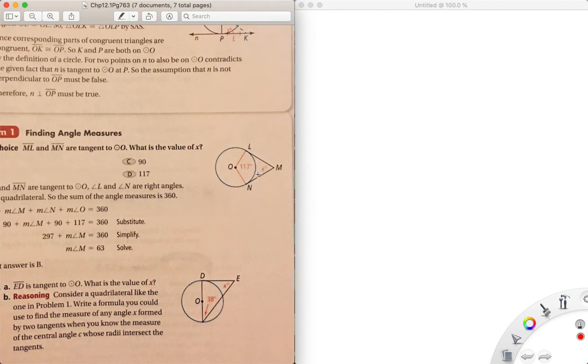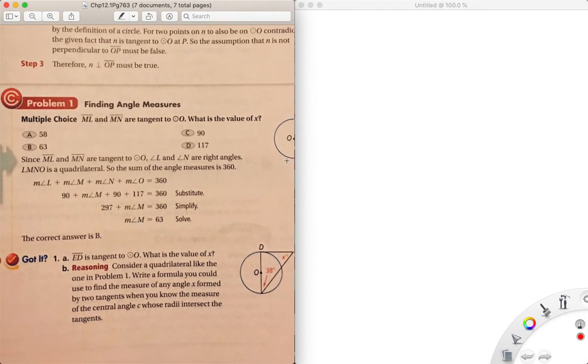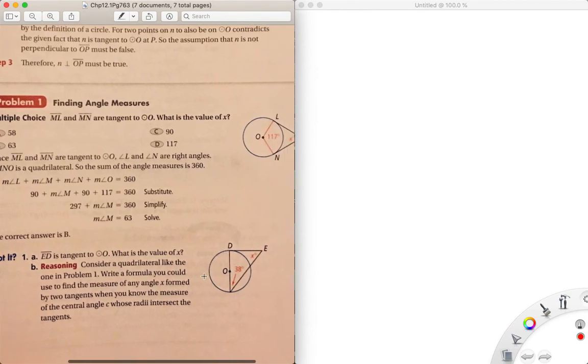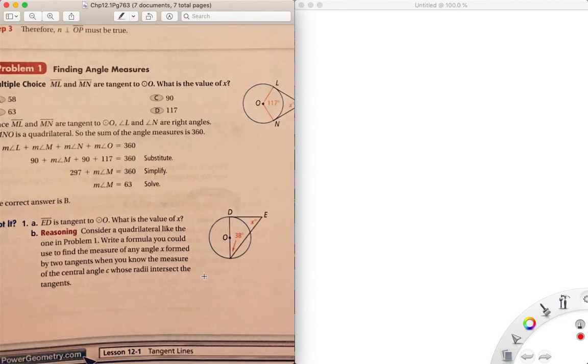I know that the sum of all angles inside a quadrilateral is 360, so the book sums every angle up to 360. The other two, at the tangencies, are 90 degrees. We have the 117. We add those together, subtract 297 from both sides, and we get the missing angle, which is 63.